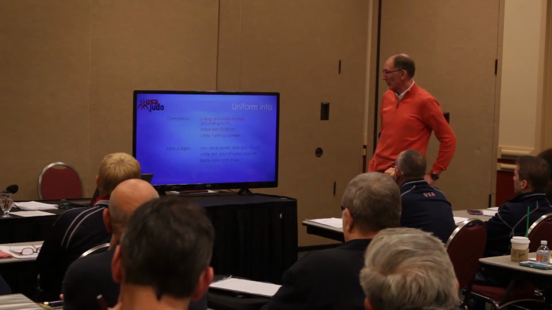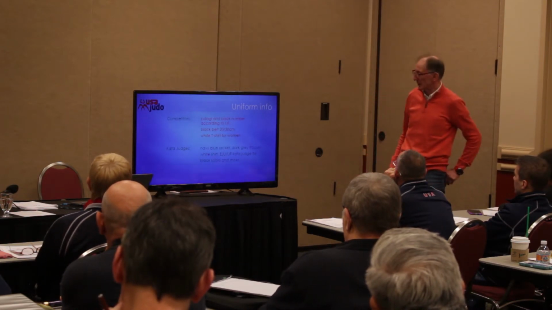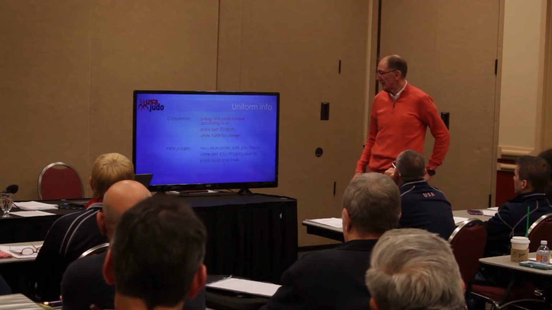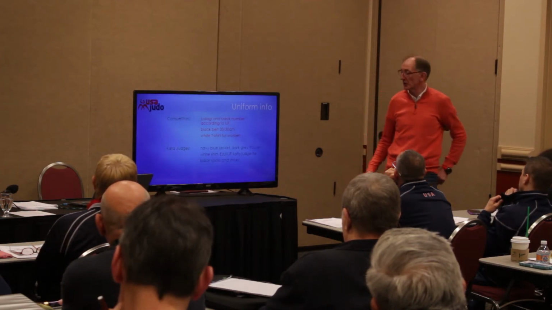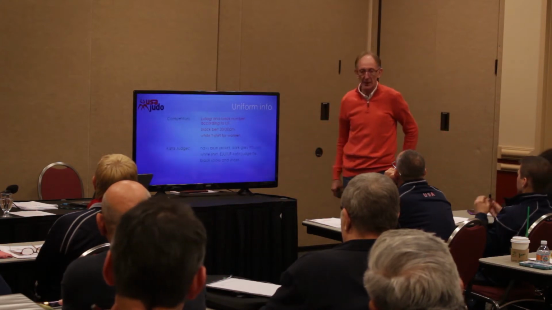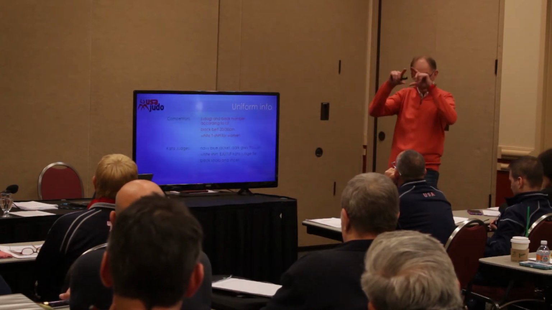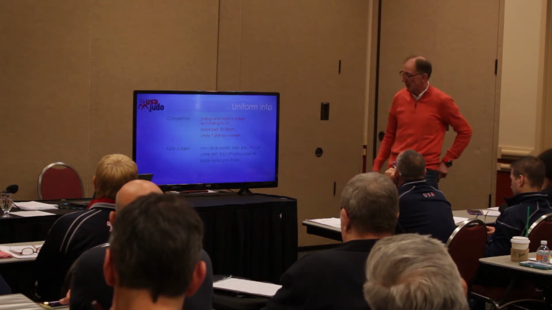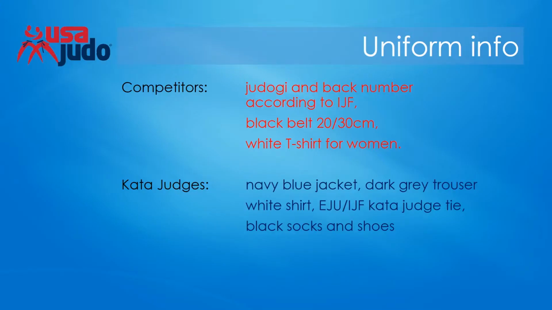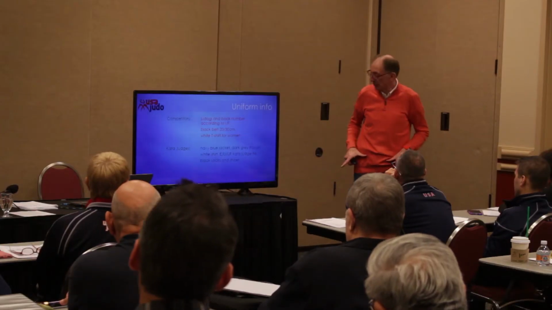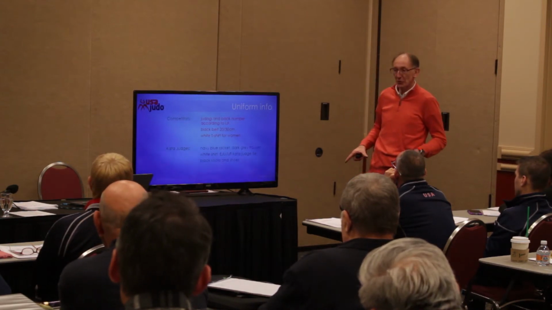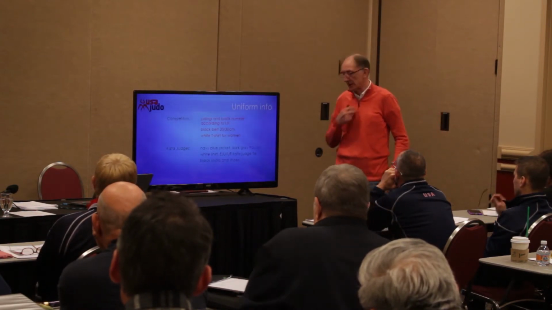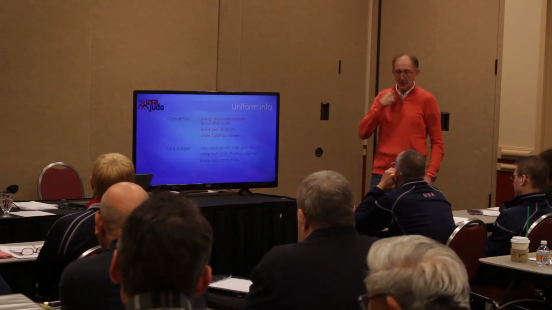For competitors, we also have to remind them about the judogi, the belt, and the back number, because for international competition you need to have the official IJF back number with your country logo and the name of the competitor. The belt for kata competition is always black, 20 to 30 centimeters, not shorter, because you lose points. And for ladies, a white t-shirt and clothes.